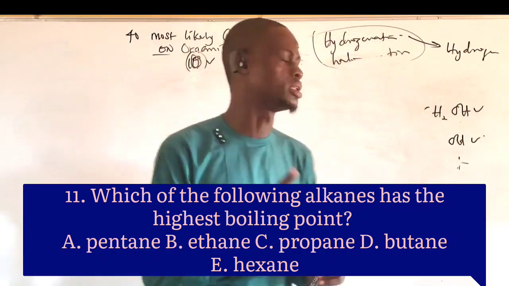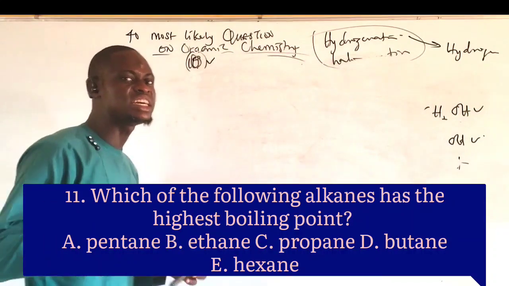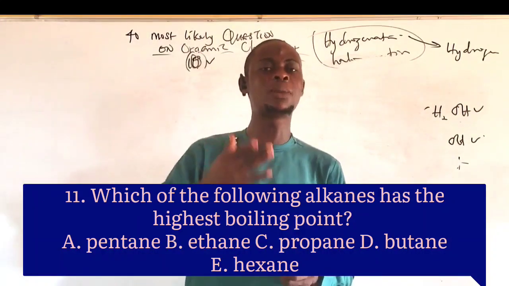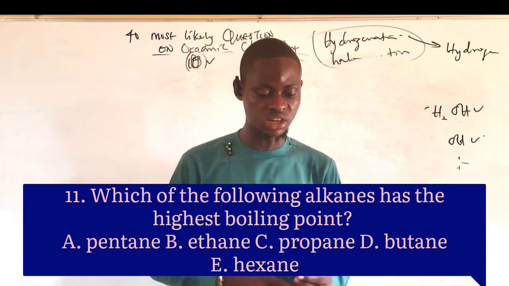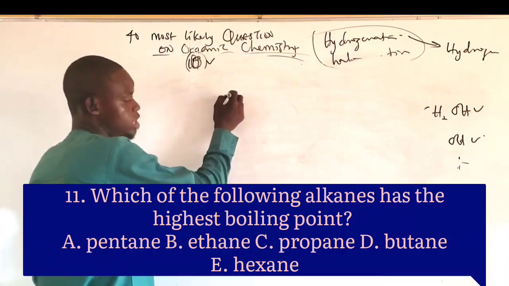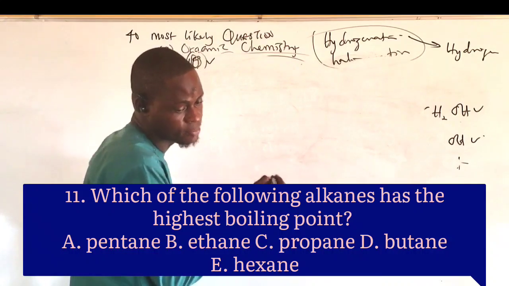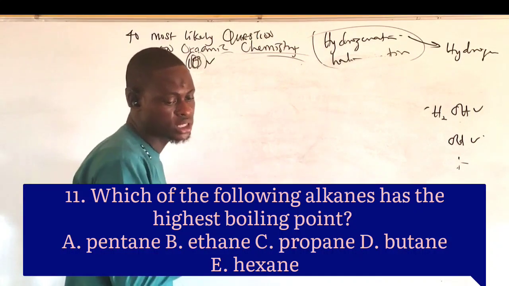Now take note of something. The boiling point of alkanes increases with an increase in the number of carbons. That means when the number of carbons increases, their boiling point also tends to increase. Now look at it. Option A, we have pentane. Option B, we have ethane. Option C, we have propane.